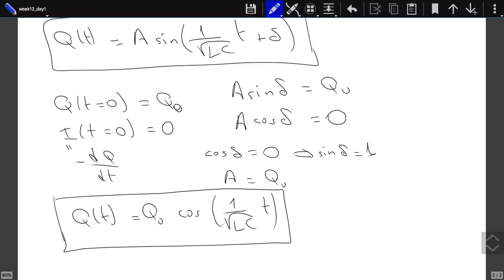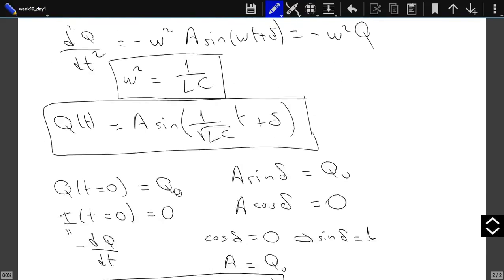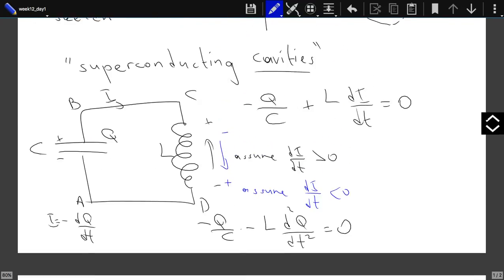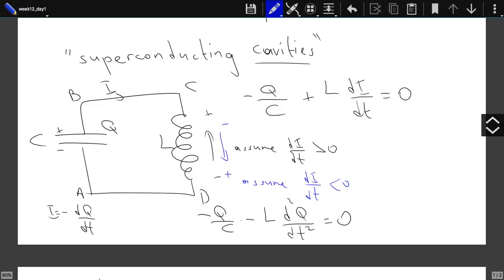Okay. Which part? Okay. Is this point clear? I mean, you say this is probably the most important part in terms of the physics. Okay.